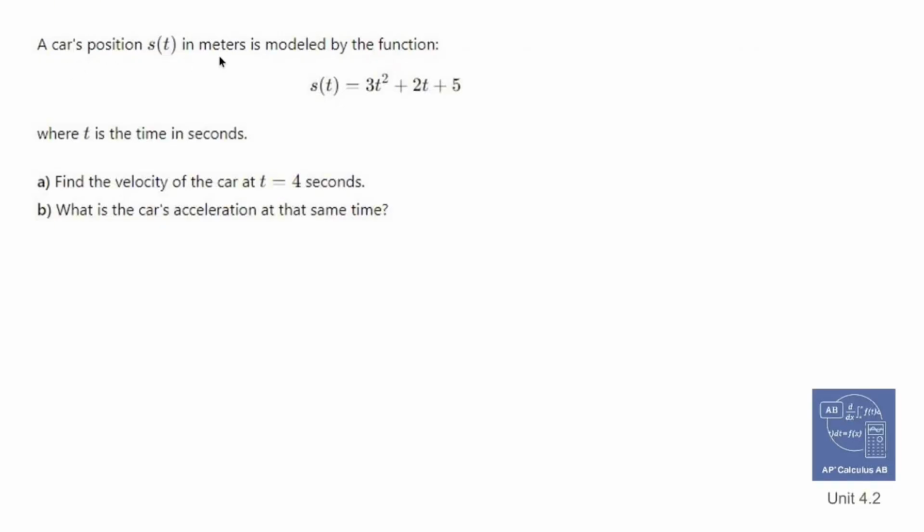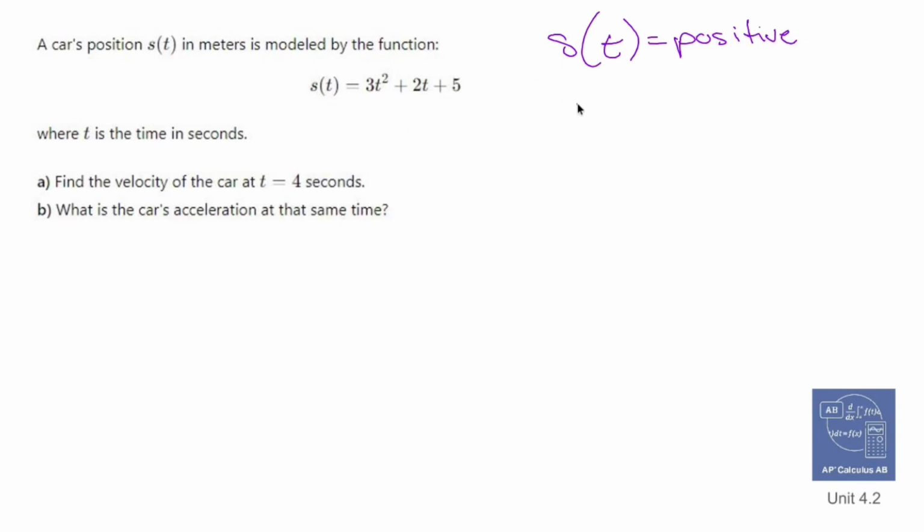A car's position s(t) in meters is modeled by the function s(t) = 3t^2 + 2t + 5, where t is time in seconds. Find the velocity, find the acceleration. If you're given s(t), and that's the position function, which is what we're given here, this is from the section called rectilinear motion.